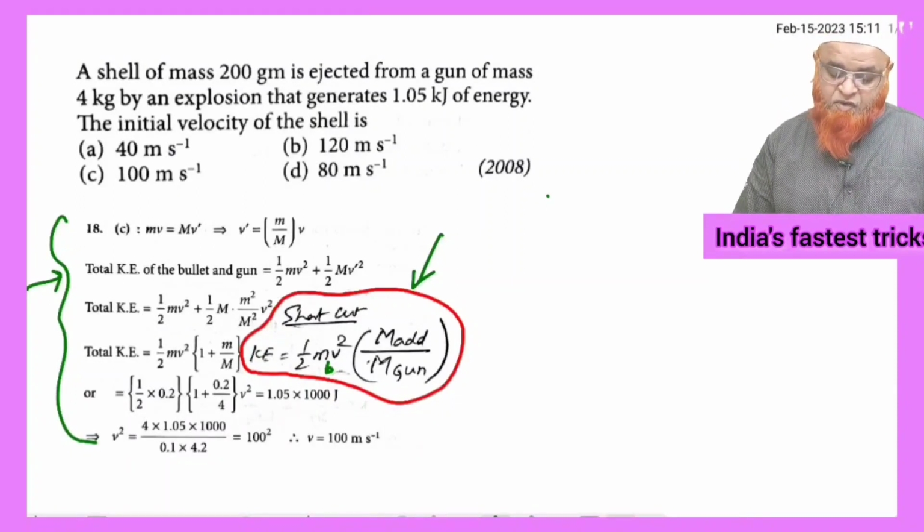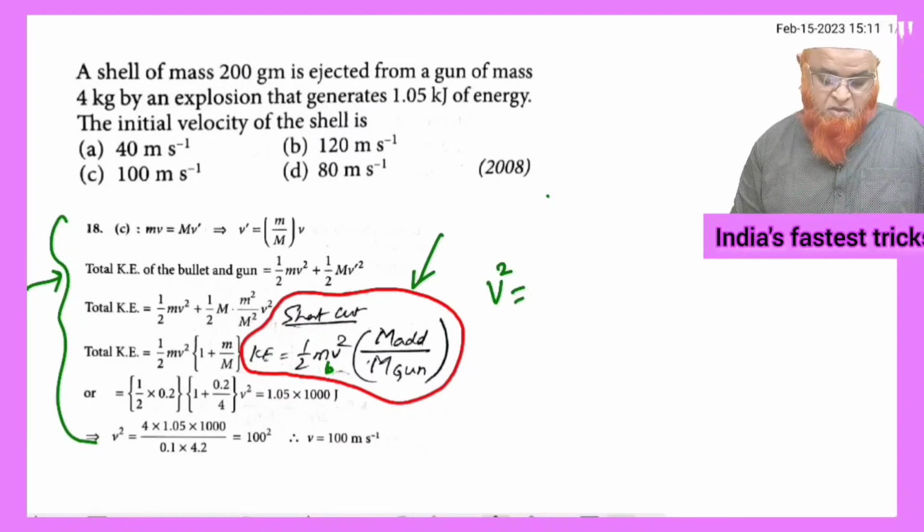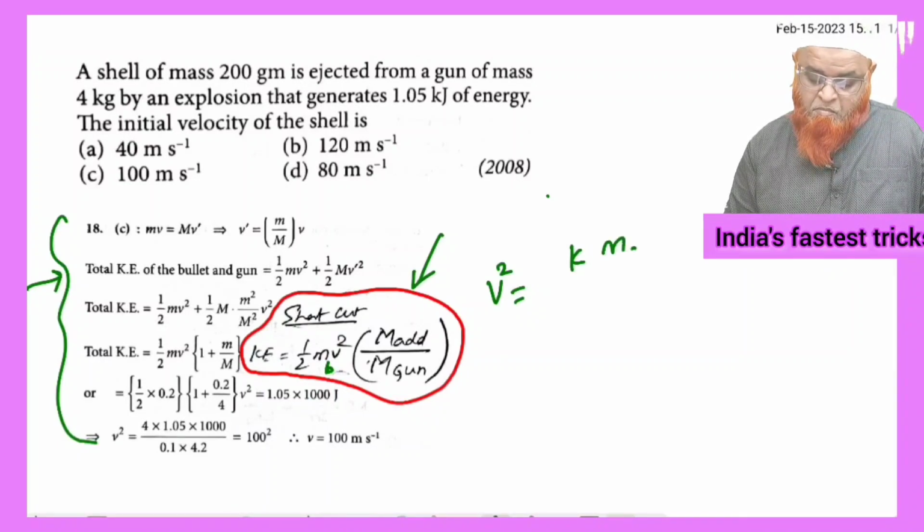So from this I have to create one formula. You know that for kinetic energy, you have to find v square, which is equal to kinetic energy into mass of the gun by mass of the gun plus mass of the bullet.